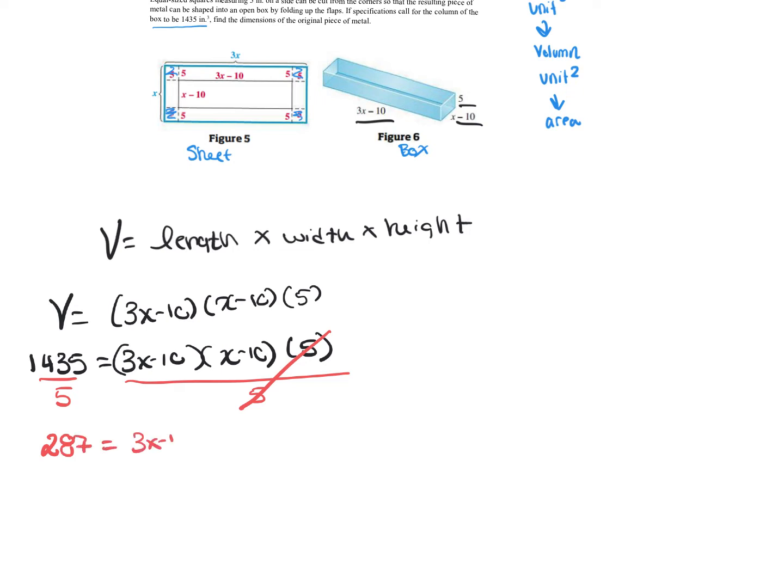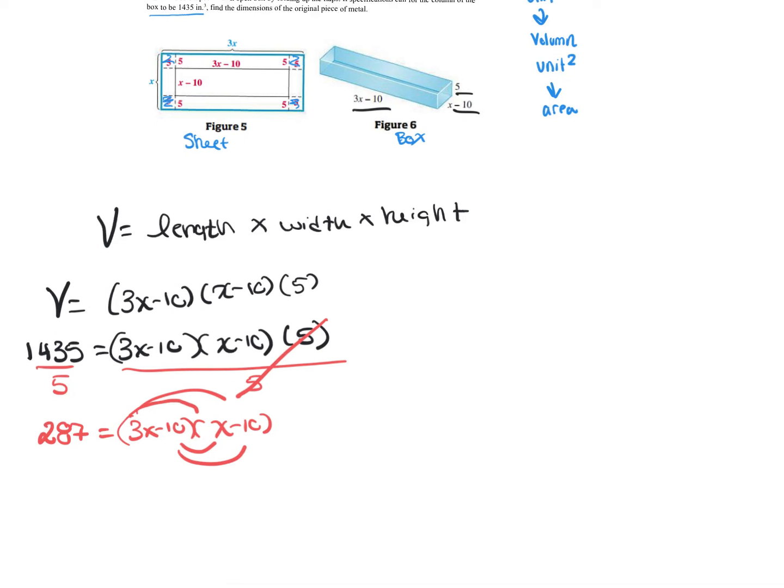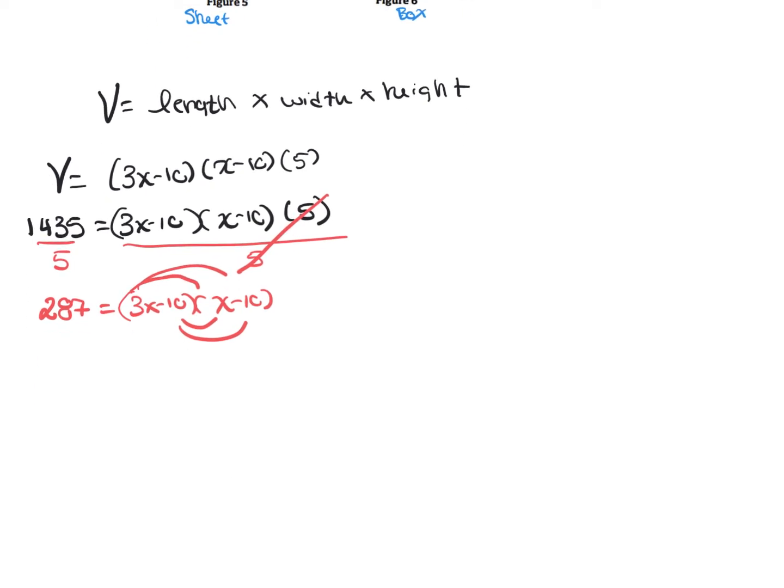equals my 3x minus 10, my x minus 10, and I'm going to FOIL this out. So I get 287 equals 3x times x is 3x squared. 3x times negative 10 is negative 30x. Negative 10 times x is negative 10x. And then negative 10 times 10 is positive 100.